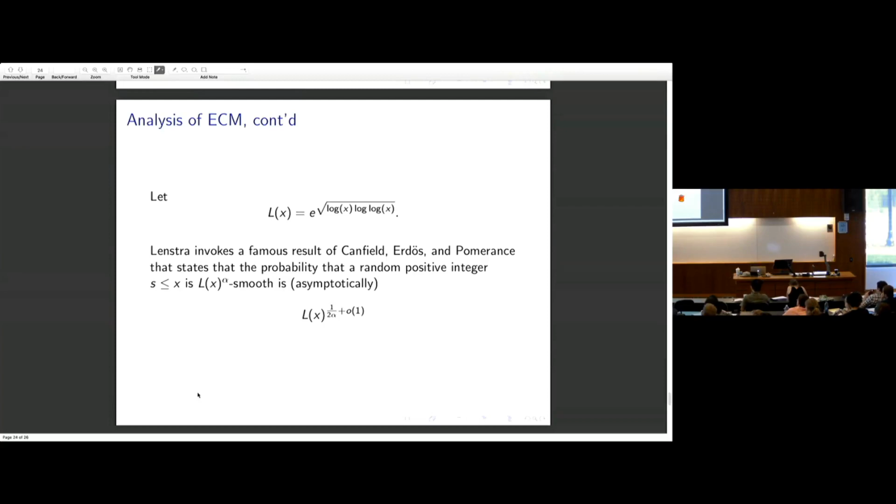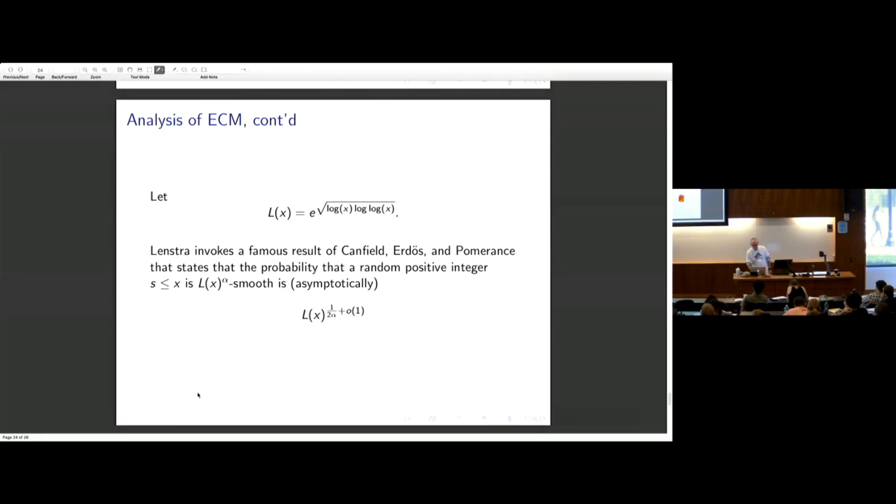I'll show you how this is used in a moment. Notice, by the way, the e to the square root of log x. That's what sub-exponential means. If it were e to the log x, that would be exponential. But we have a little bit better than that, square root of log x.